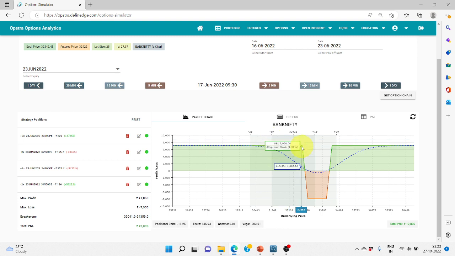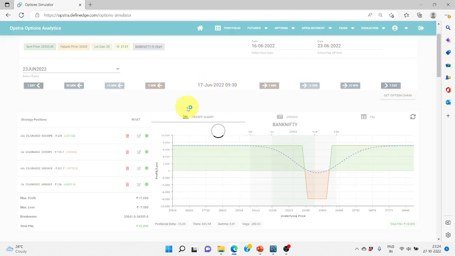So now we are going to do a buy trade on the call side. We are going to buy in the ratio 1:3:2 for call, where the break even is around 32,900. So we will be buying the 32,900 call option.